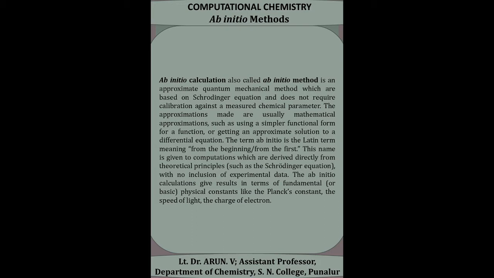The term ab initio is a Latin term, the meaning of which is from the beginning or from the first. This name, that is ab initio, is given to computations which are derived directly from the theoretical principles, for example, using a Schrodinger equation with no inclusion of experimental data. The ab initio calculations give results in terms of the fundamental physical constants like Planck's constant, the speed of light, and the charge of the electron.